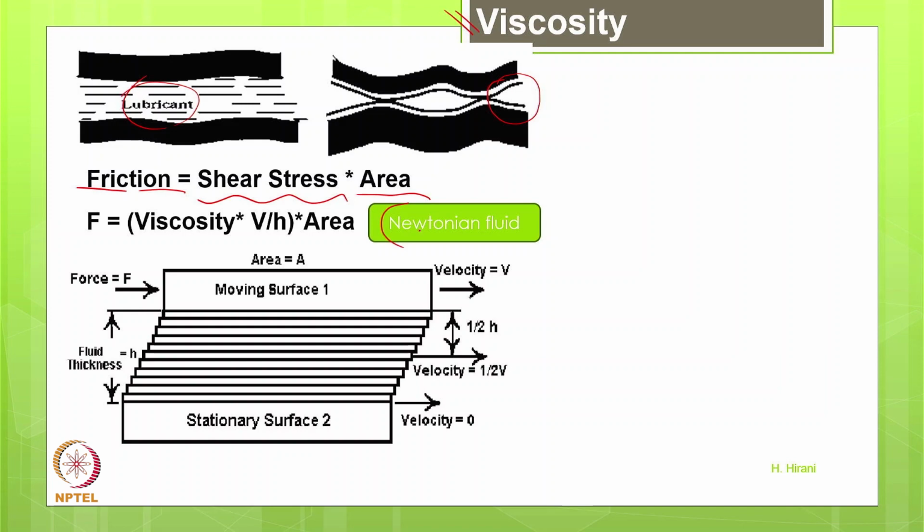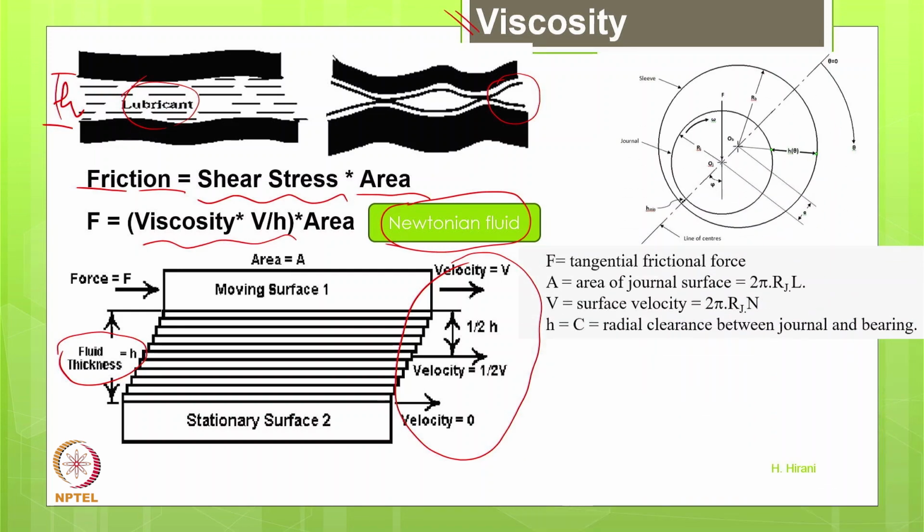And we assume that for a Newtonian fluid, the shear stress can be given as viscosity into velocity divided by separation. That's the separation over here, what we are saying, h, the separation. And here it has been shown in a different manner, but it's the same thing: h has been shown here, velocity has been shown here, area has been shown here. So this is how we can calculate the coefficient of friction from this angle.